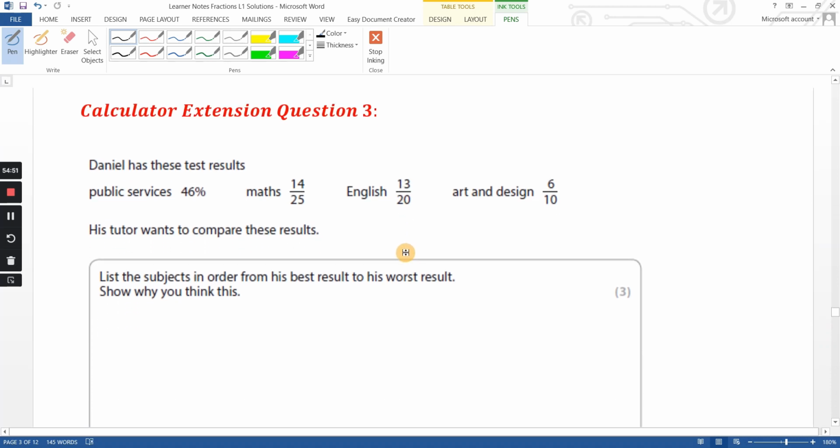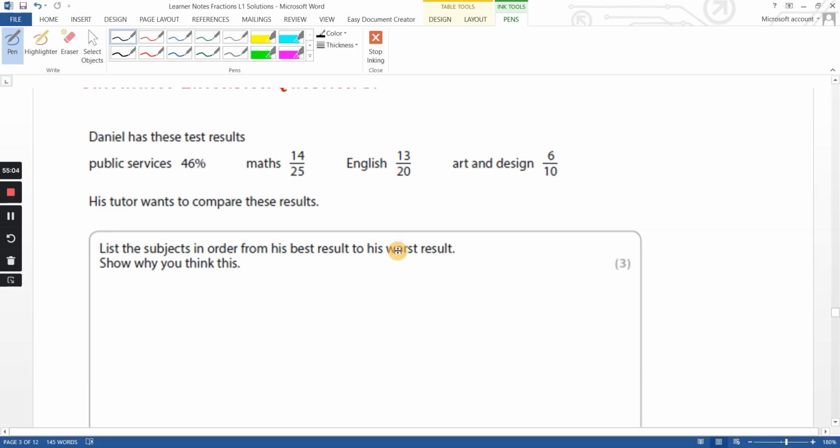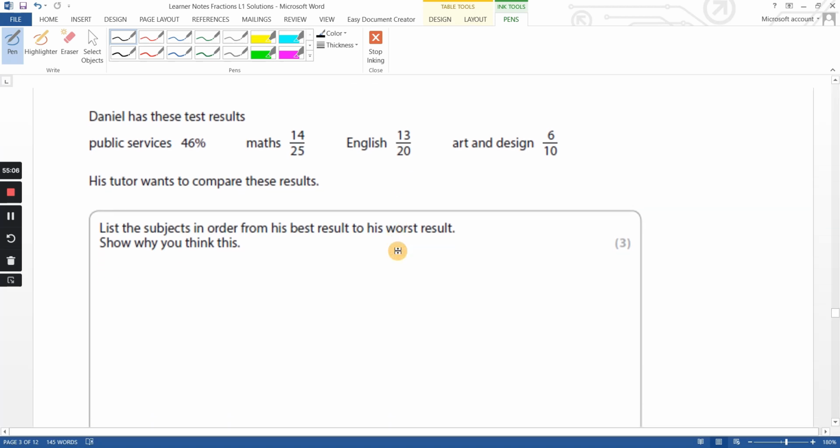Calculator extension question 3. So we can use a calculator for this one. Oh, okay. Let me get my calculator. Daniel has these test results. His tutor wants to compare these results. List the subjects in order from his best results to his worst results. Show why you think this.